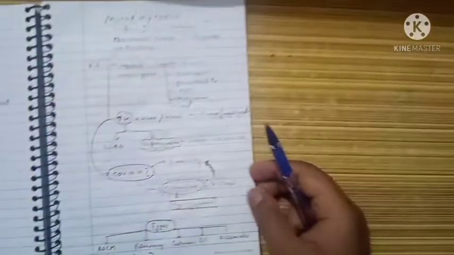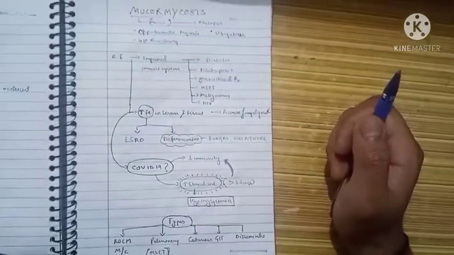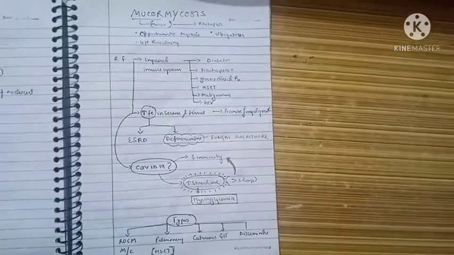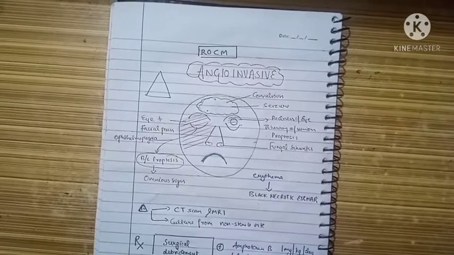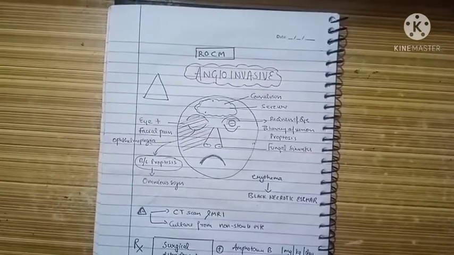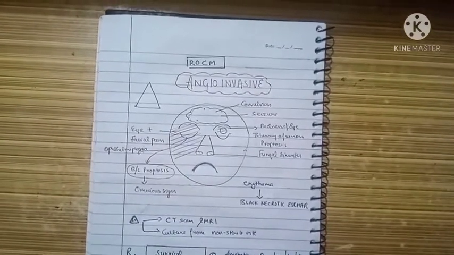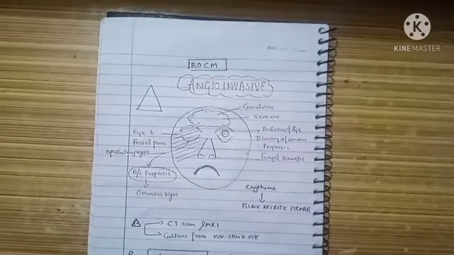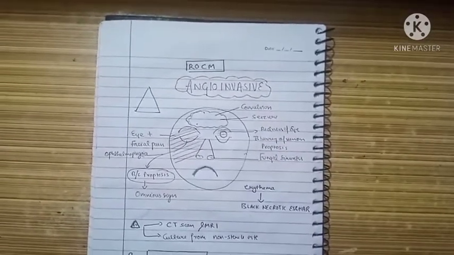So this was about the risk factors and the introduction to mucormycosis. Let's talk further about this. Now we will discuss how a patient of mucormycosis presents and what the management of this condition is. The first and foremost thing we need to remember about this disease, and if only one thing we need to remember about this disease, it is that this fungus is angioinvasive.